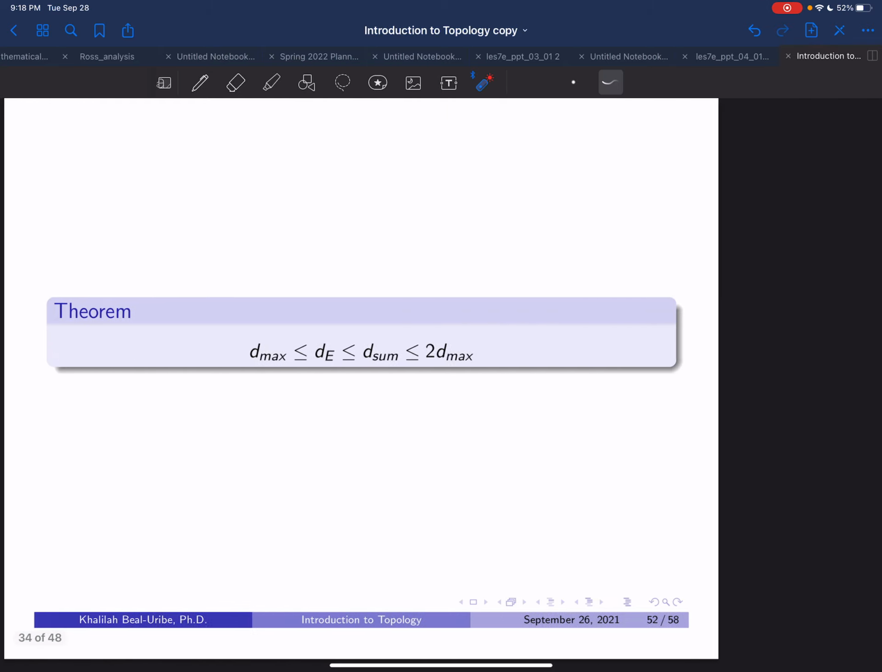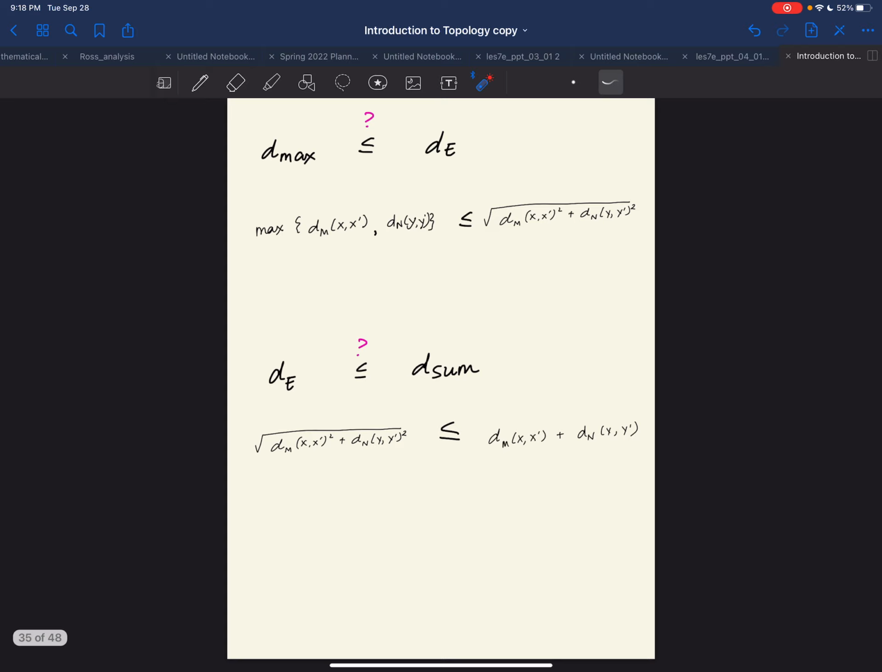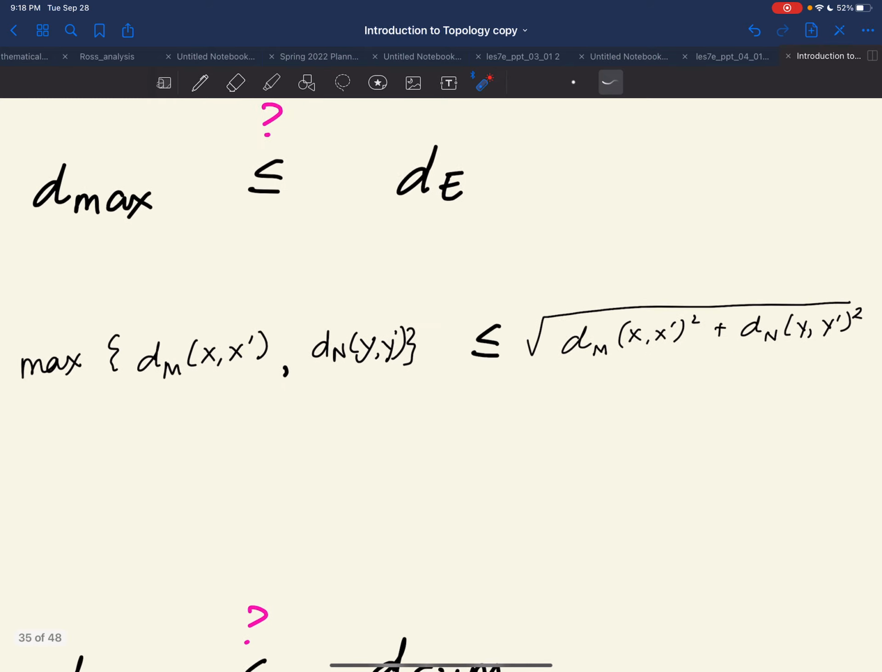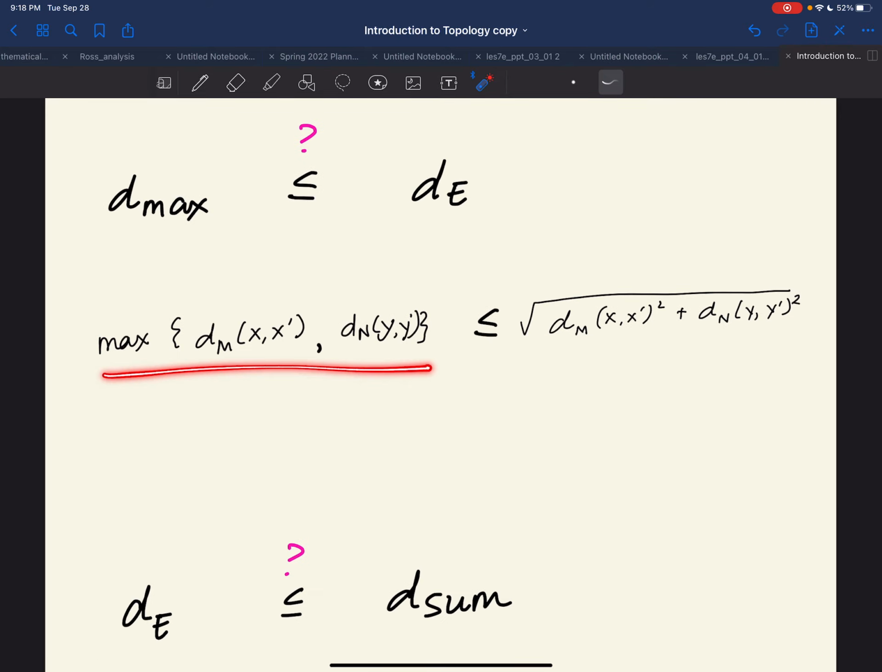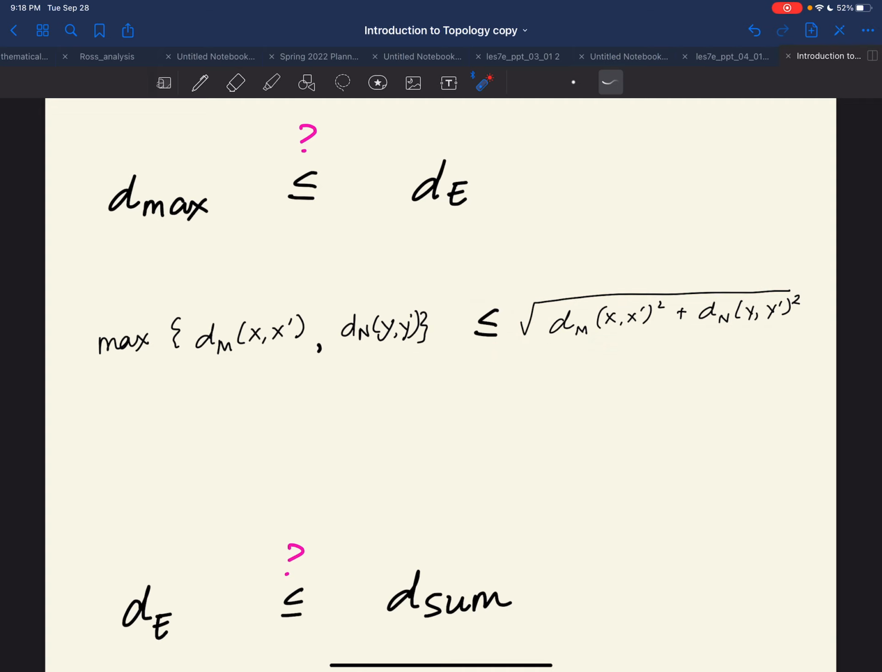Okay, so let's actually prove this. We're going to prove this string of inequalities by first showing that the max metric is less than or equal to the Euclidean metric, and so forth and so on. So now, why is the max metric less than or equal to the Euclidean metric? Well, let's look. So I've written the max metric here, and I've written the Euclidean metric here. So is it the case that the max is less than or equal to the square root of this squared plus this squared? Well, think about what would happen if we were to square both sides.